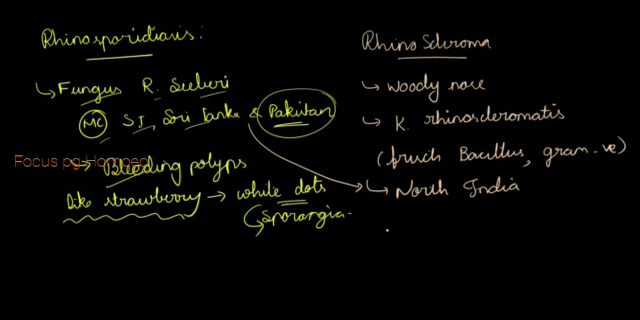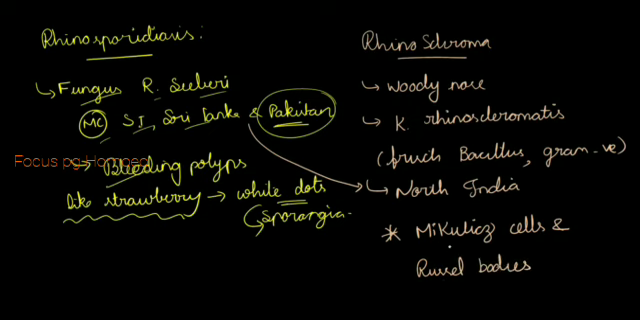Here you have to remember two important pathological bodies: Mikulicz cells and Russell bodies. Russell bodies you can see in multiple myeloma also. So try to remember that in rhinoscleroma, you have to remember Mikulicz cells and Russell bodies. So now moving forward.